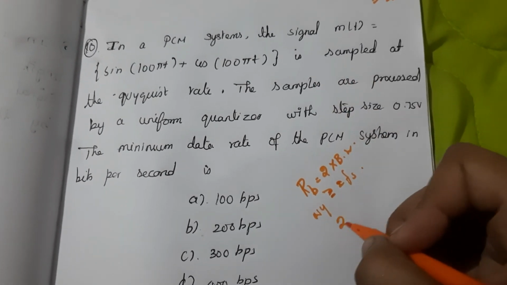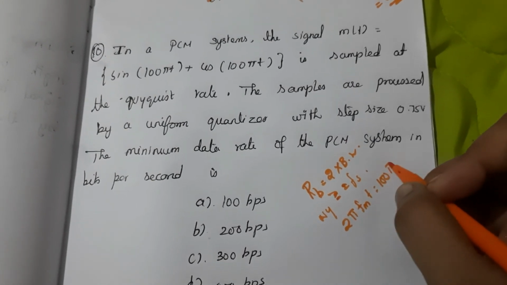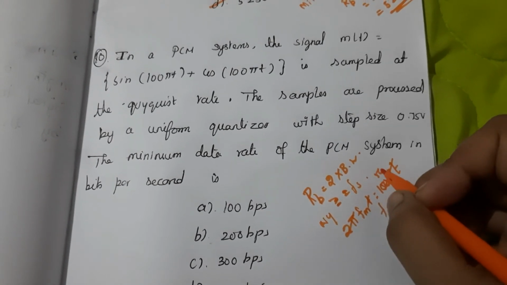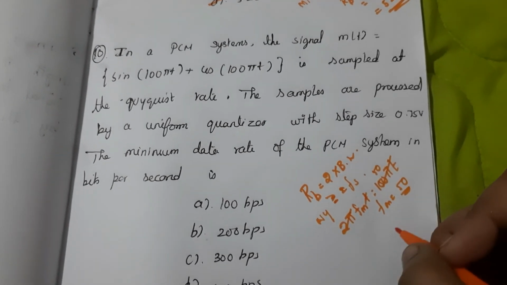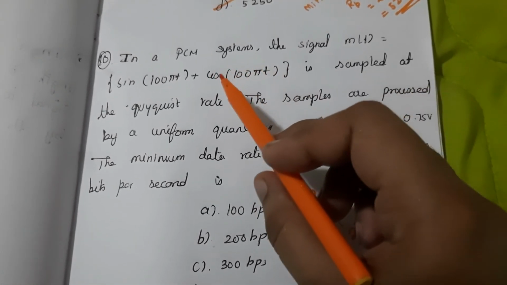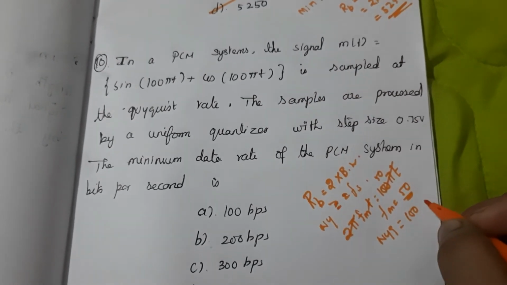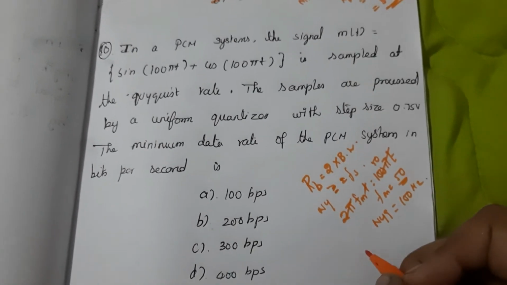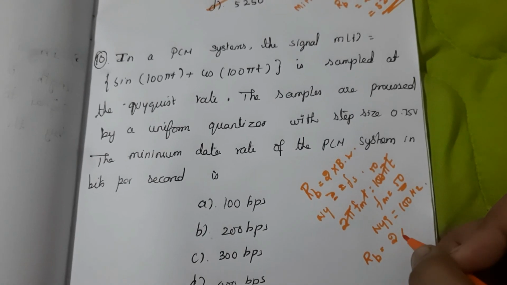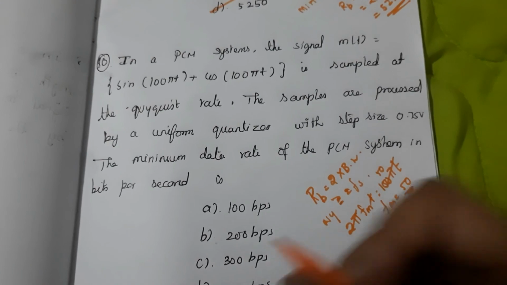So by solving that, we will get 2 pi fm t is equal to 100 pi t, and we will get fm is equal to 50, and from that we can find the Nyquist rate. Otherwise you can directly take the maximum value, and here both are 100, so the maximum value is 100. So the Nyquist rate is 100 Hz. So the data rate, otherwise bits per second, is equal to 2 into 100. So the answer is 200 bits per second. So answer here is B.